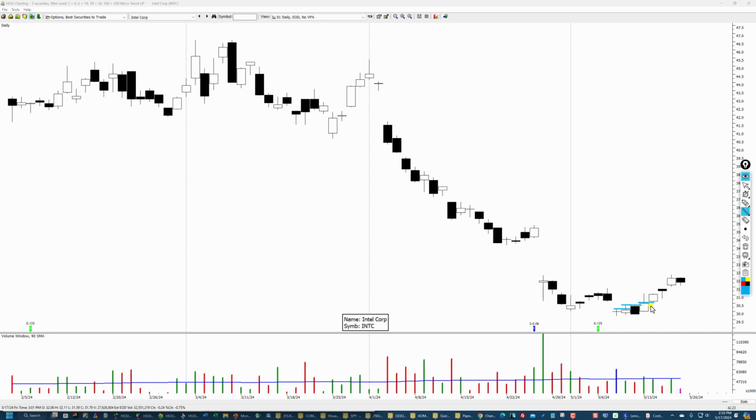It doesn't mean it's going to continue to go up, but these are just the things that we have to look for. And look what's happened since then. It's gone from around 30.60. What's the current price?